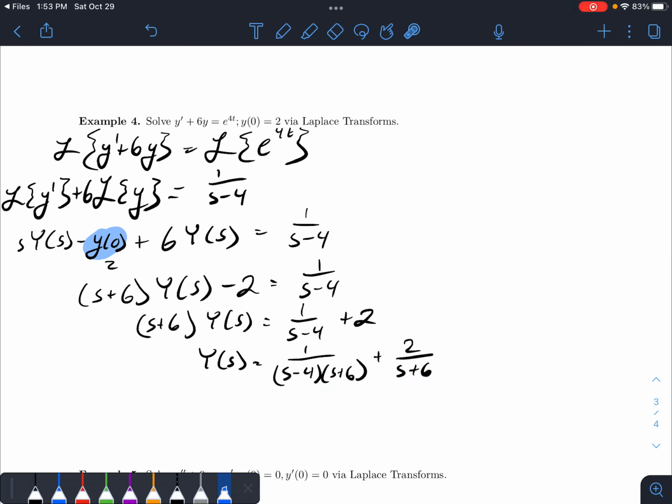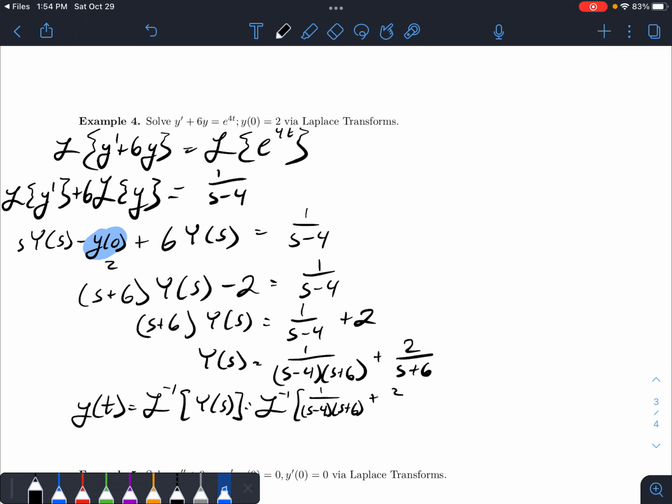Our goal here is to take the inverse Laplace transform. So this is the Laplace transform of little y. We do the inverse Laplace transform of this, and we can say that y of t is equal to the inverse Laplace transform of capital Y of s, which is equal to the inverse Laplace transform of our right-hand side, which is 1 over (s minus 4)(s plus 6), plus 2 over s plus 6.